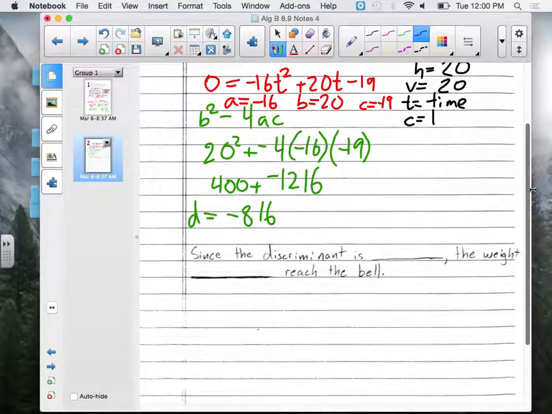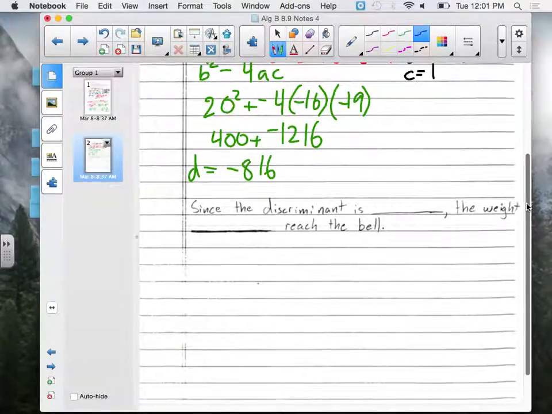So your discriminant is negative in this one, right? So that means there are how many solutions? 0. And that means that this guy who's doing the carnival game is not going to win a prize because he's weak. Right, so since the discriminant is negative, the weight will not reach the bell.